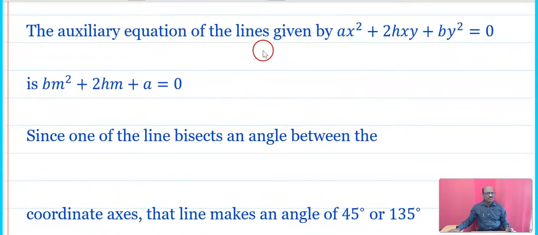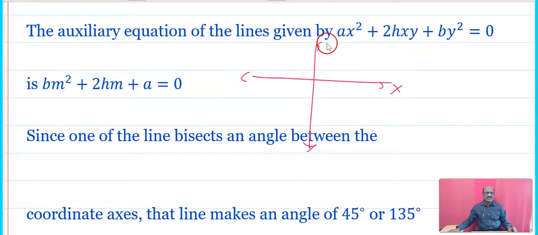The auxiliary equation is given by ax² + 2hxy + by² = 0. If one of the lines bisects, what does it mean? This is the coordinate geometry. This is the x-axis and the y-axis. It may be like this, it bisects the angle between the coordinate axes. It may also have this angle. This total angle will be 135. Okay, these are the lines.